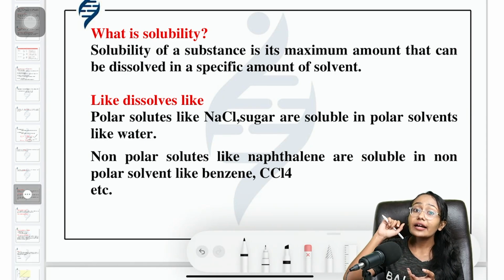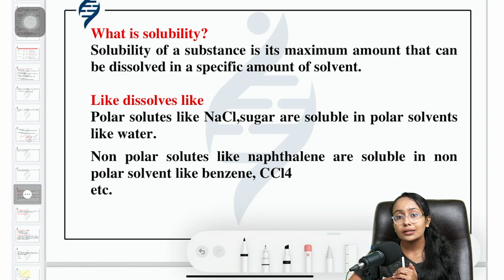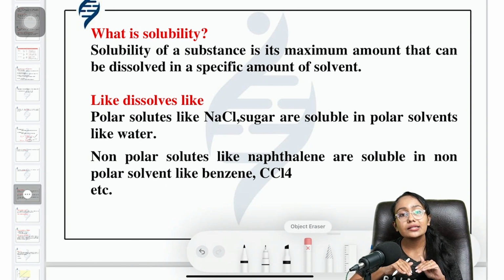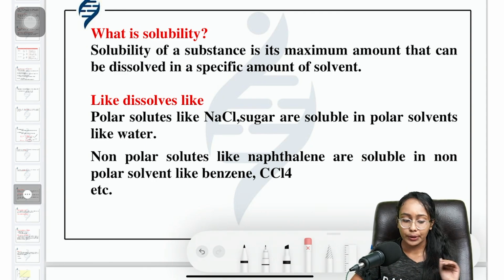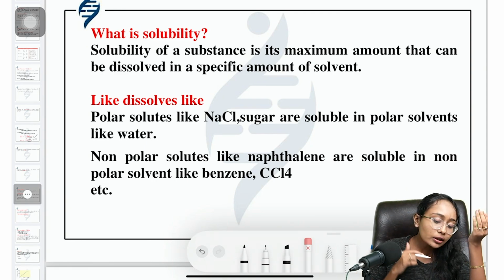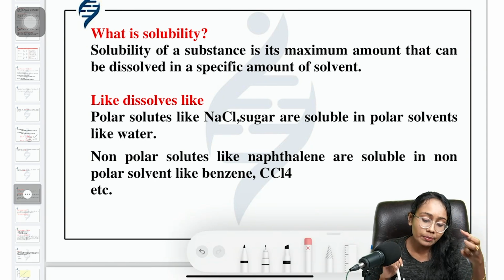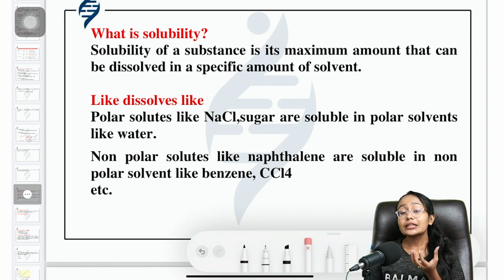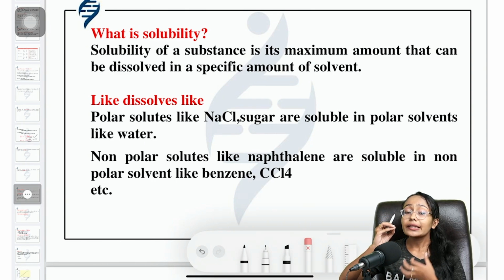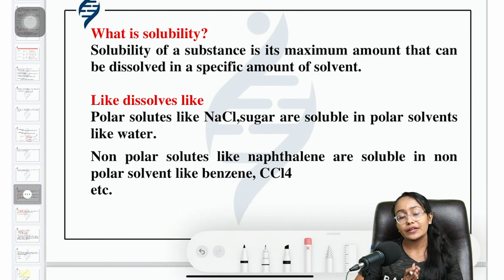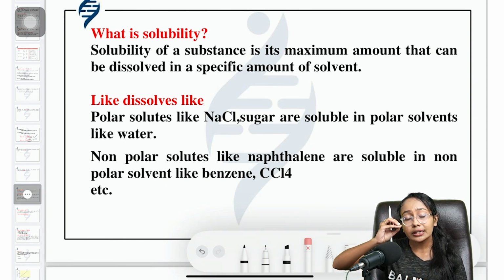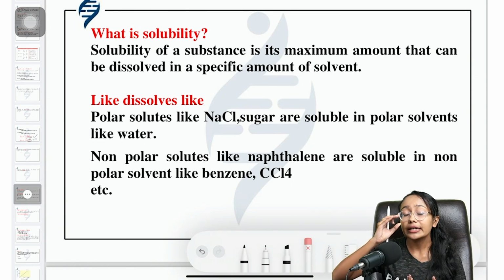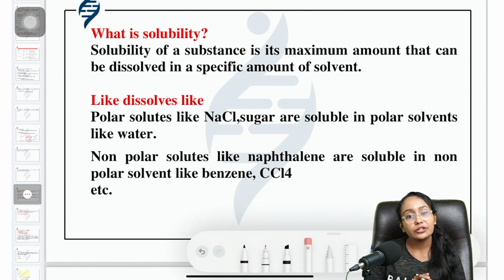After the saturation point, if I add some salt, what will happen? It will settle there in the solution, but it won't dissolve. So let's see what is solubility. Solubility of a substance is its maximum amount that can be dissolved in a specific amount of solvent. So in the case of salt solution, the maximum amount of salt that can be dissolved in water is called the solubility of that substance. The maximum amount of salt that can be dissolved in the solvent, that is water, is called the solubility of the substance.